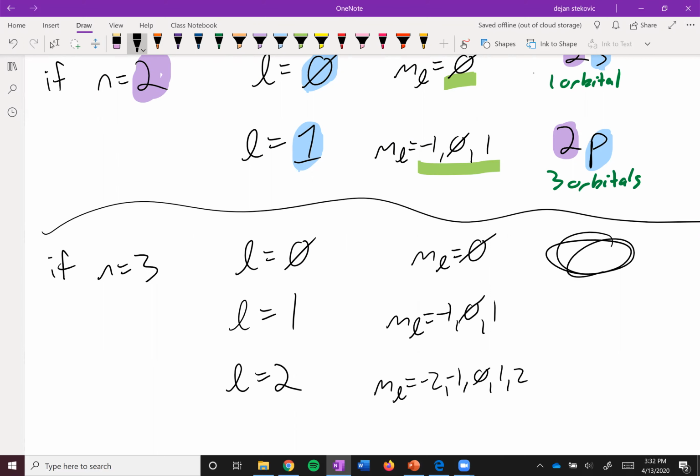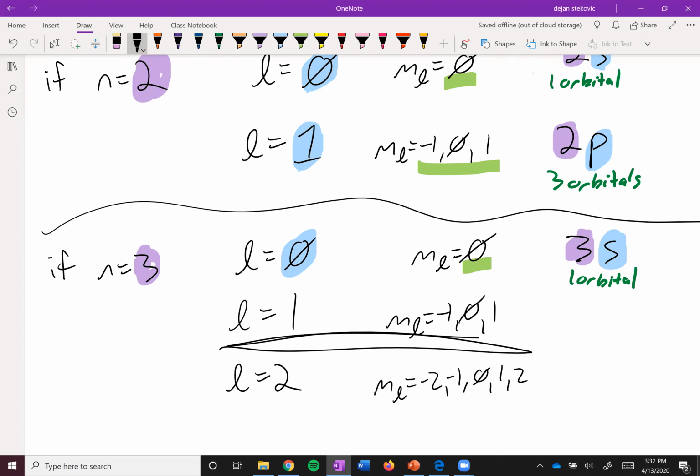So this guy right here, we would call this a 3s orbital. The 3 coming from the n, and then the s coming from the fact that L is equal to 0, right? And how many of them are there? There's only one. There's only one 3s orbital.